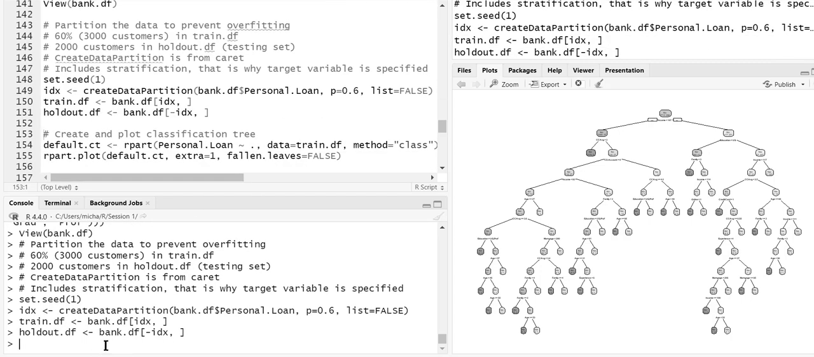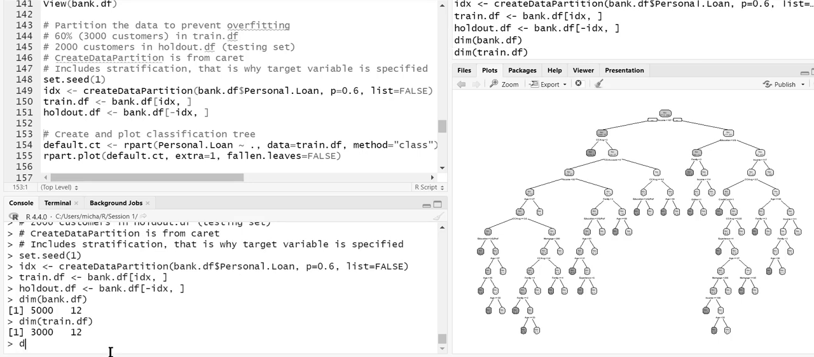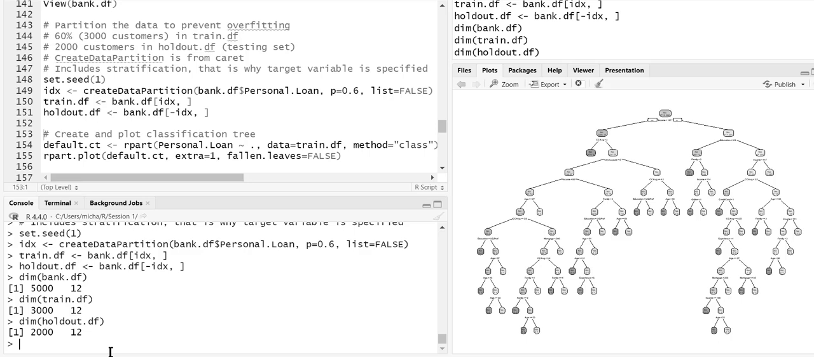And here we can check to see if this has gone well. So let's look at bank DF. Okay, so that's 5,000. And then since we said that 60% of them were in train, that should be 3,000, which is correct. And the remainder should be in holdout. So it's 2,000. And now we want to create and plot our classification tree.